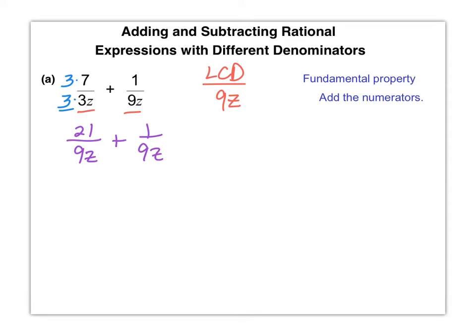Now we have these two fractions with a common denominator. We can find the result by adding the numerators. 21 plus 1 is 22, and keeping that same denominator of 9z. That would be our final answer. If it were possible to simplify it, we would do that next. This is as simple as you can write this fraction, so we're going to leave it as 22 over 9z.